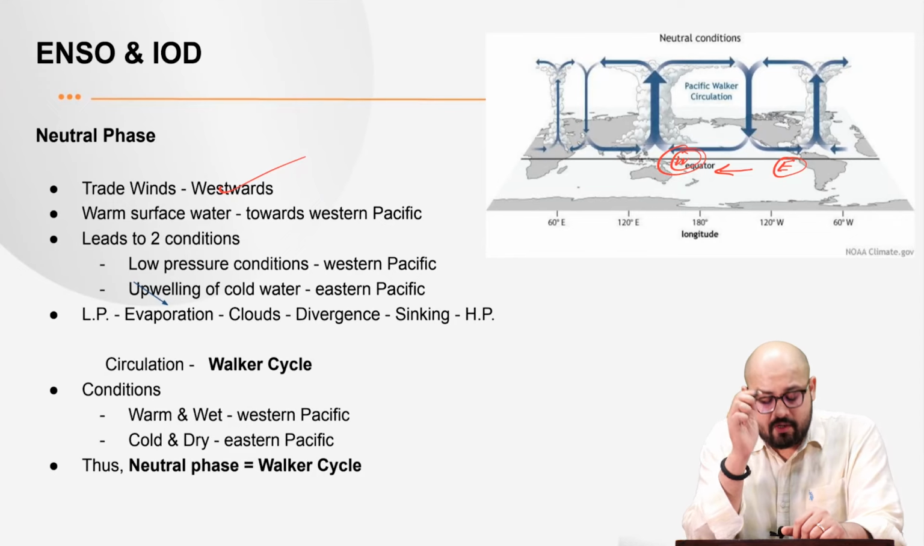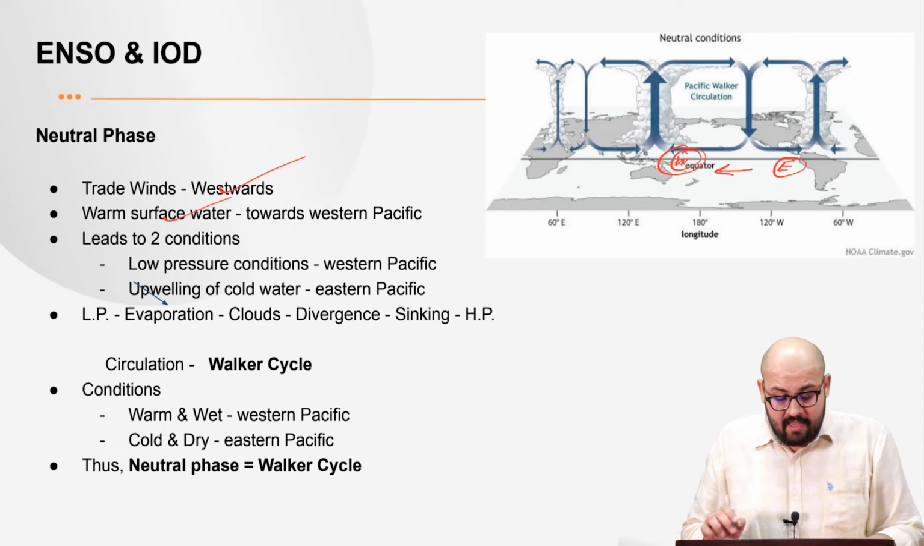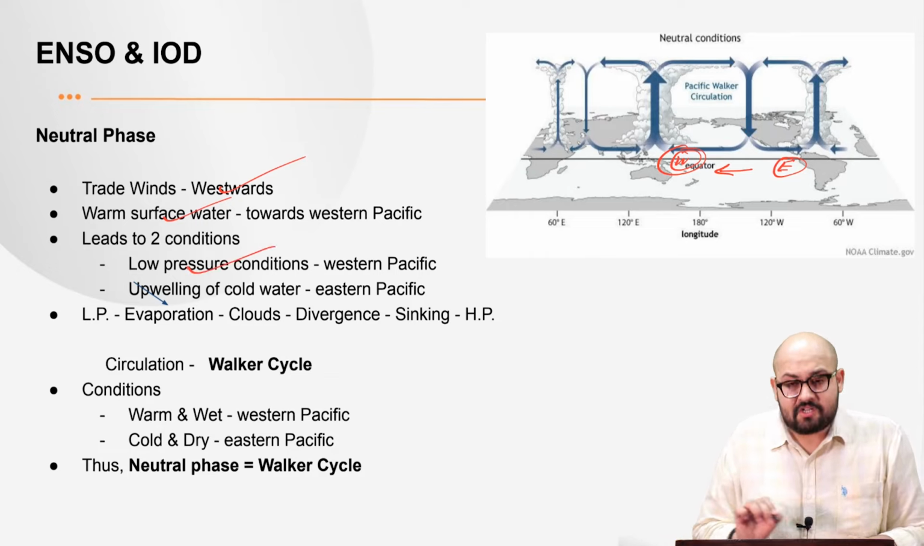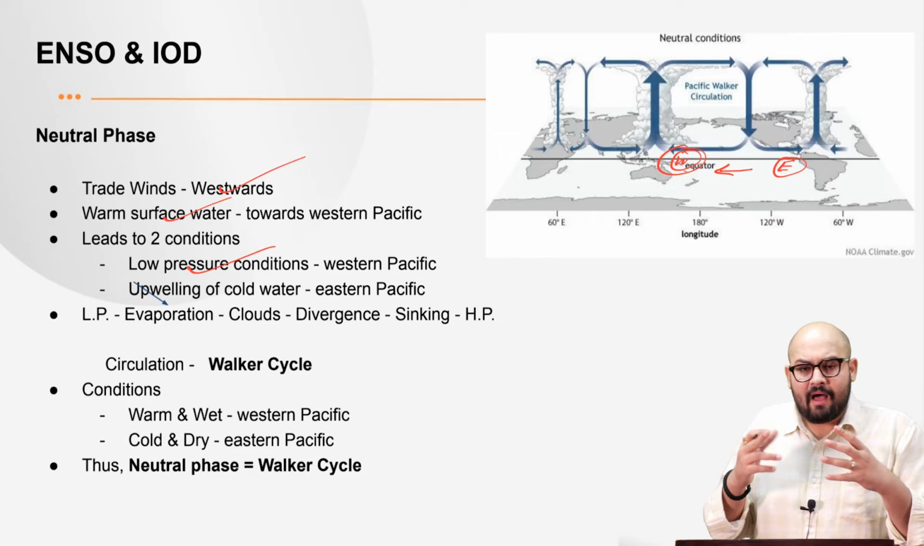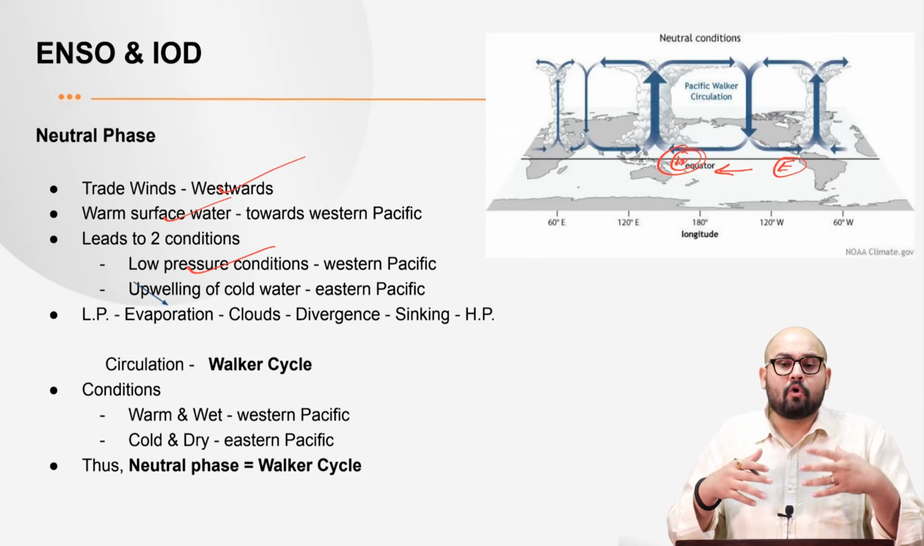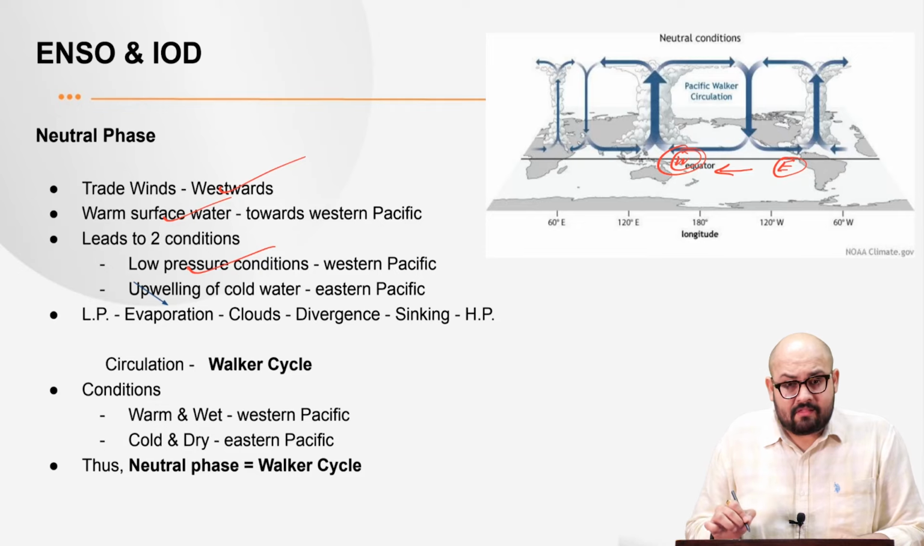Now, once the warm surface water gets accumulated, it leads to two conditions. Now, what are those two conditions? The first is the low pressure conditions. It is obvious that if you have warm water, it will lead to sort of low pressure, right? And on the western side, the water would tend to evaporate, right?